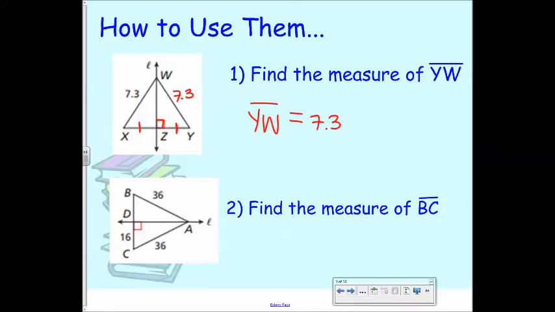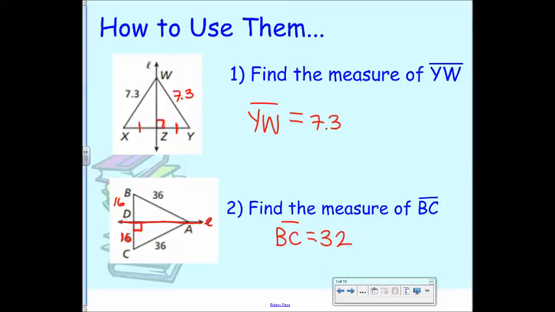To find the measure of BC, this is using the converse. I know that BA is congruent to AC, therefore I know AD, or line L, must be a perpendicular bisector. So this is perpendicular, makes a right angle. If this is 16, then BD must also be 16. The question says, what is BC? So BC would be what? Good, BC would be 32.